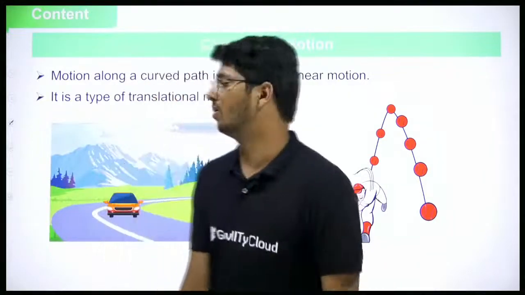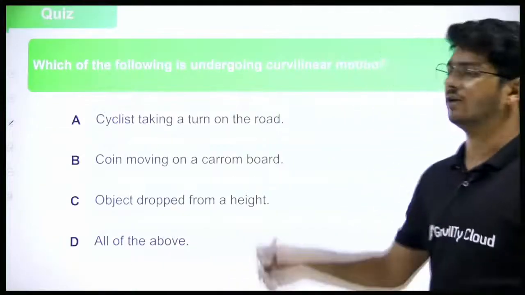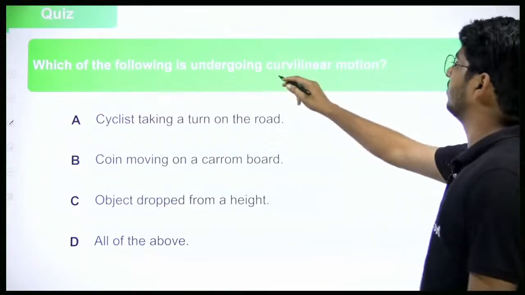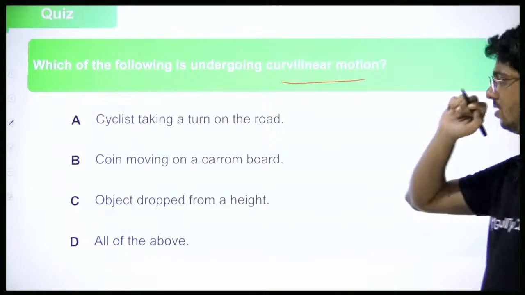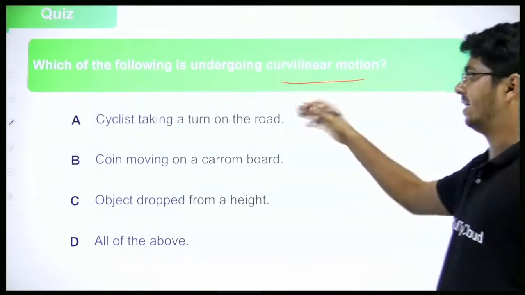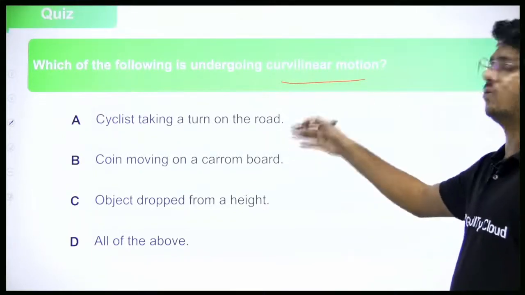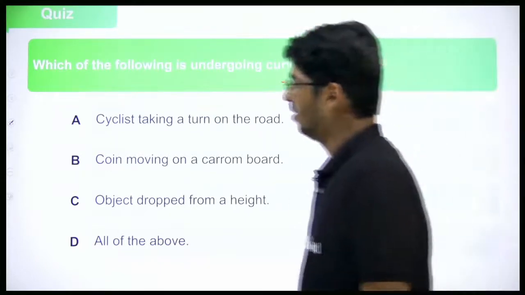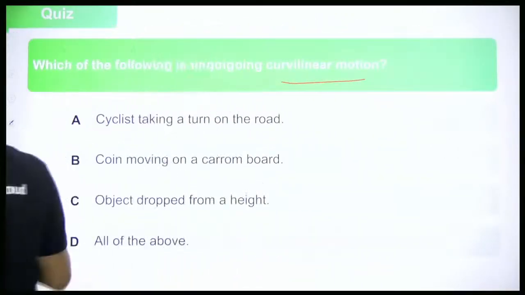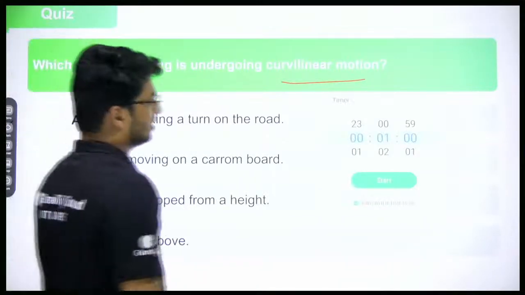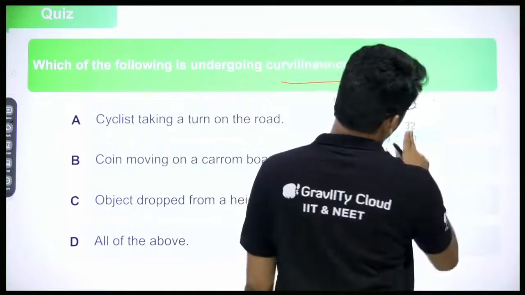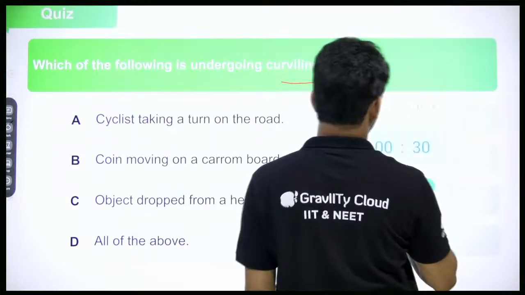Understood? Okay. Let's go into a simple question then. Which of the following is undergoing curvilinear motion? Cyclist taking a turn on the road, coin moving on a carom board, object dropped from a height, or all of the above. What is that going to be? Let's take 30 seconds of time. Should be enough. So what is the correct answer?